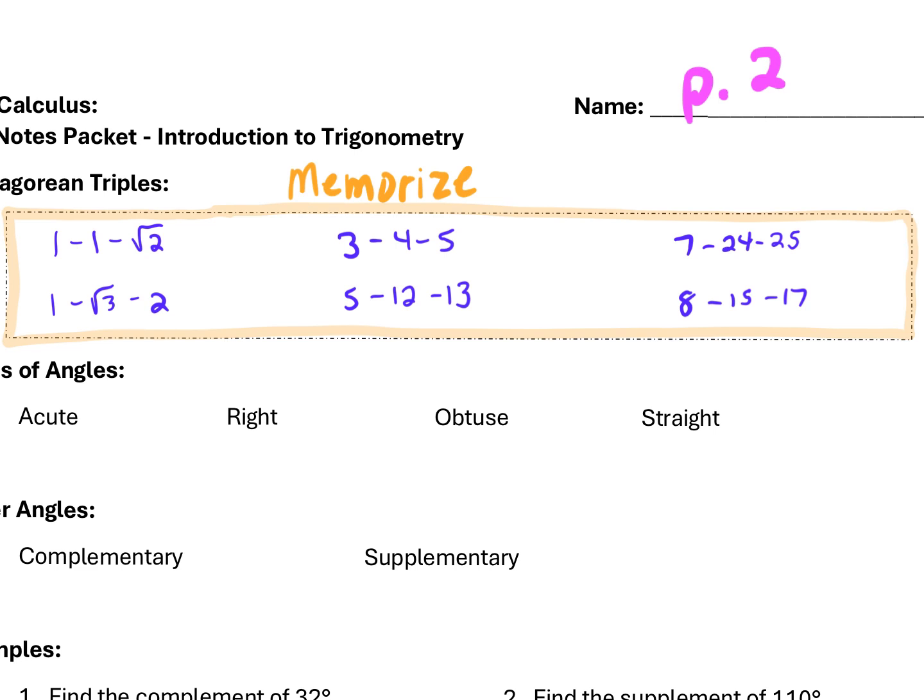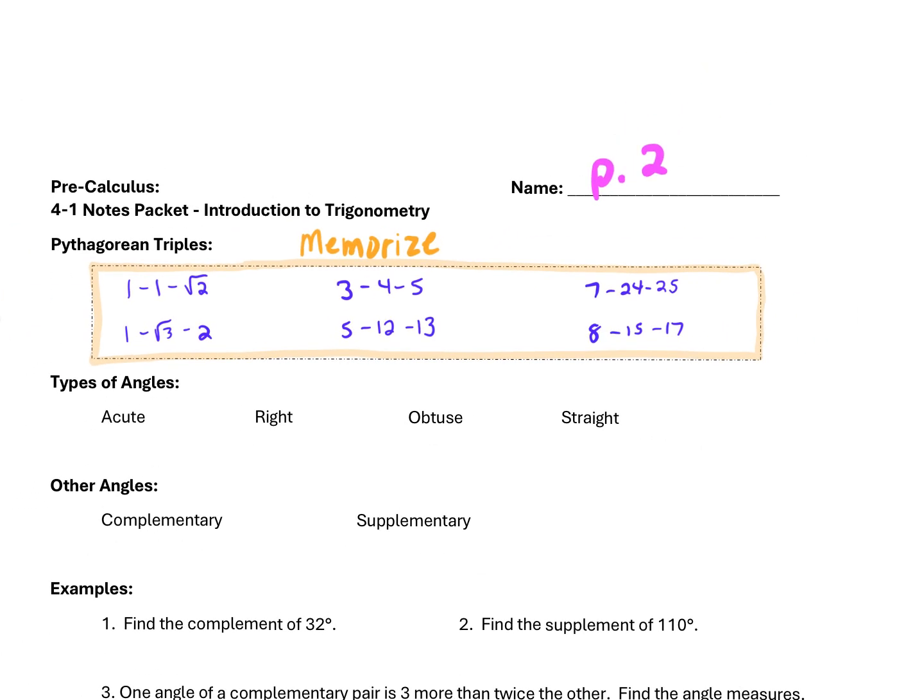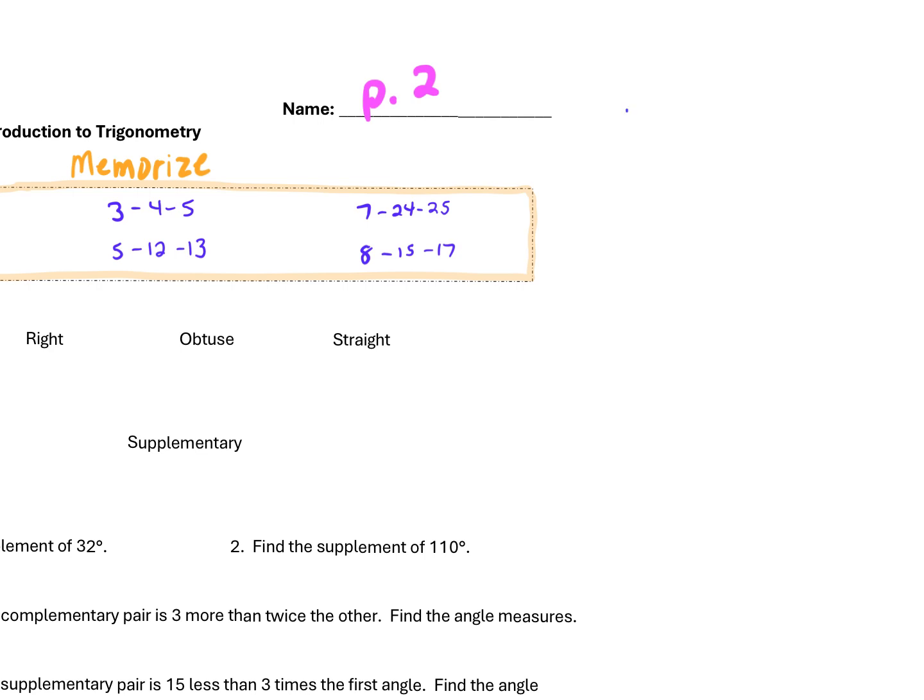So here's why we learn these, and here's how they are used. If we have a right triangle, and so much of what we are going to do in trig class will involve right triangles, and we are told that this leg is 5 and the hypotenuse is 13, then right away you should know, based on our triples, that this leg has to be 12.